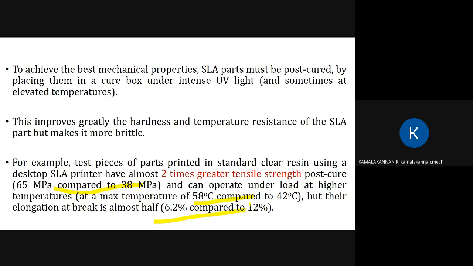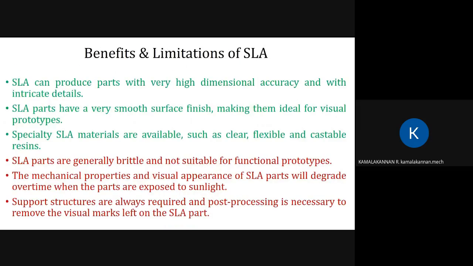So that's why they are saying SLA parts are generally brittle. While removing from the machine, once the process is over, the material might be a little bit tensile. When you remove it and do post-processing, the material will be hardened and well cured, and it won't be suitable for functional prototypes. This type of process is mostly used for a prototype, but it cannot be used as a functional prototype.